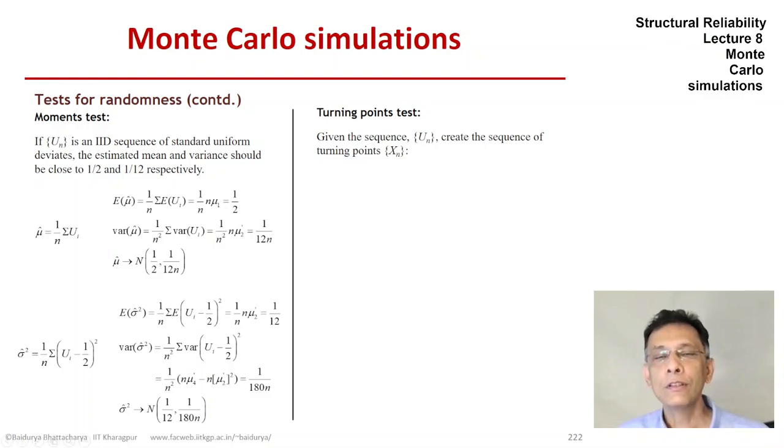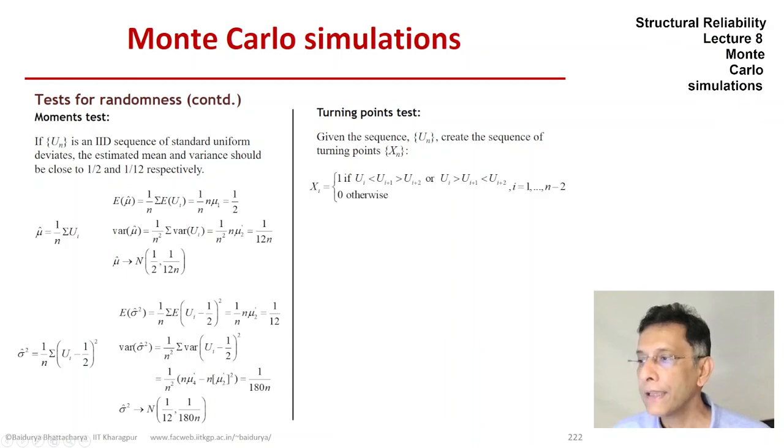So given the sequence u_n, we can see if there is a turning point or not. A turning point means the sequence first rises and then falls at that point, or falls and then rises. So the point i is a turning point, x_i equals 1, if u_(i+1) is greater than both the number before it and after it, or it is less than the number before it and after it.